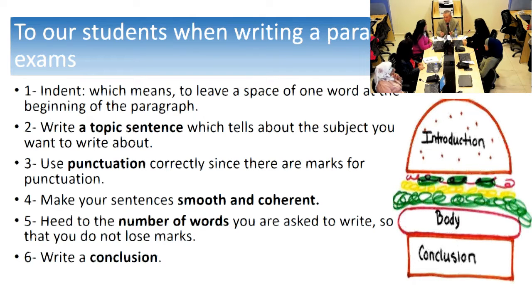So the first sentence should give the idea about how the paragraph is going to be organized. When you know the topic sentence, we know the body and the conclusion. What are we going to read about? Exactly. The third step, use punctuation correctly since there are marks for punctuation. It's a kind of academic writing. As you said, in the exam we have 10 marks for the scientific section and 13 marks for the literary section for punctuation. So the use of punctuation is very important.